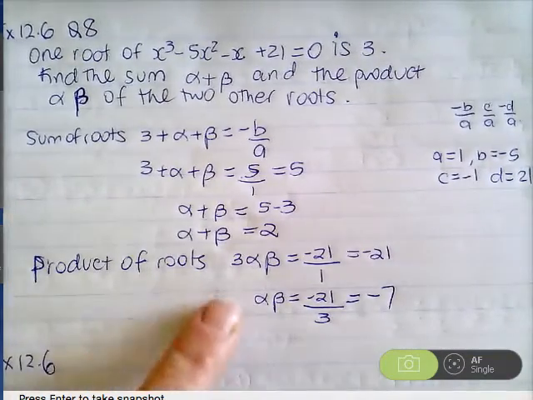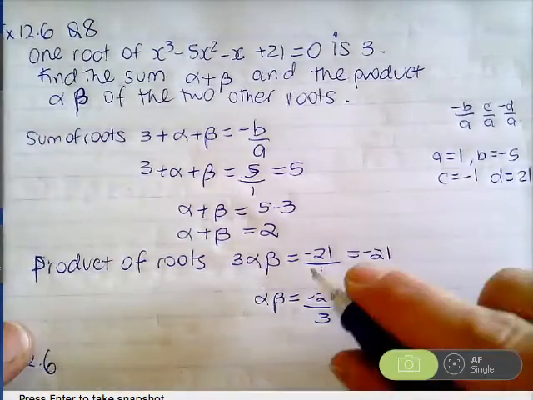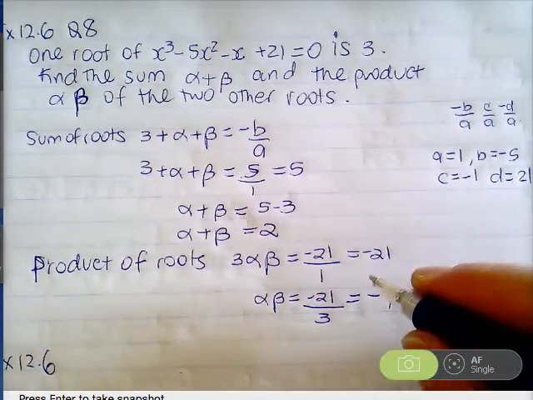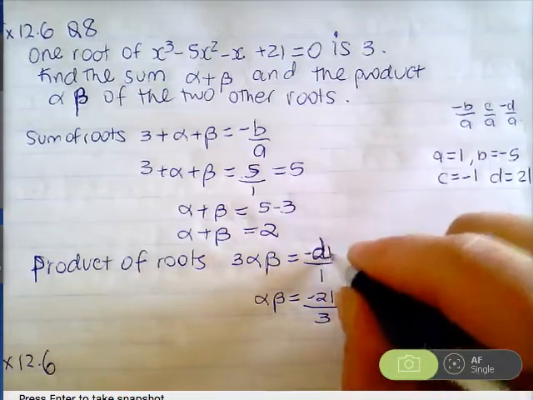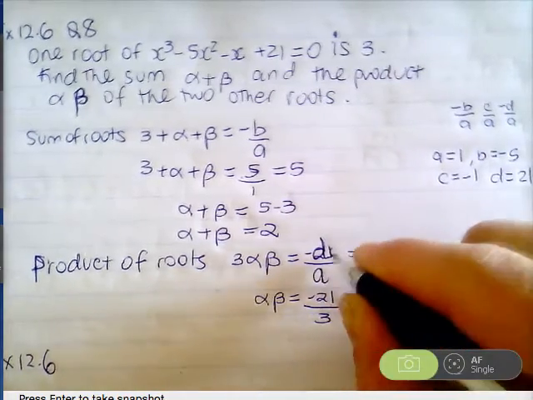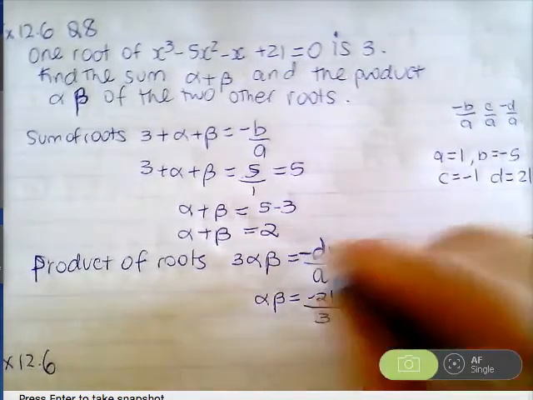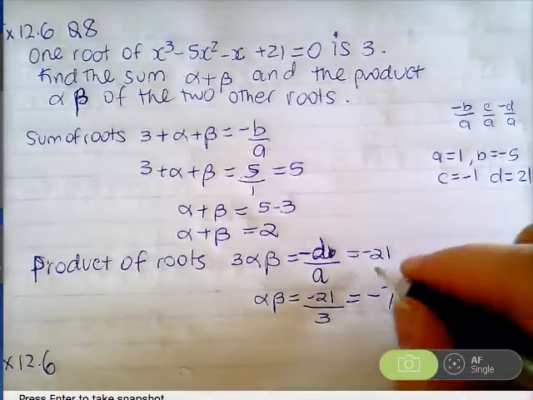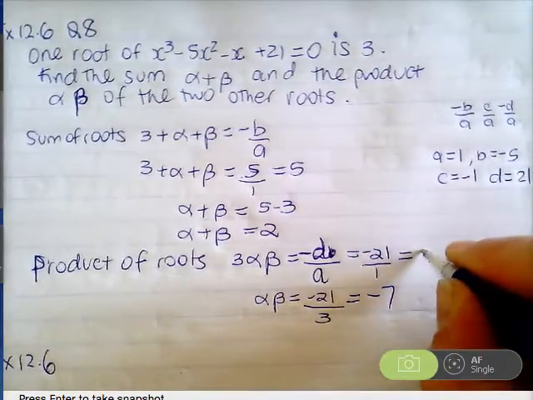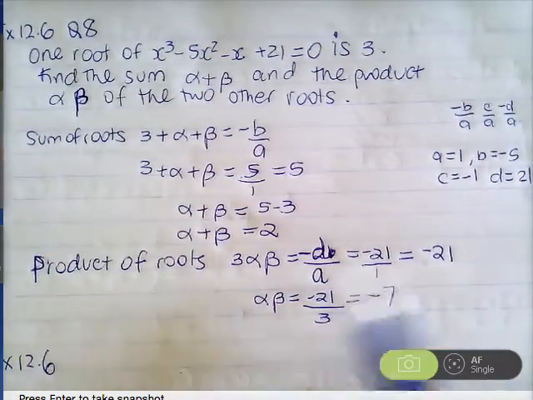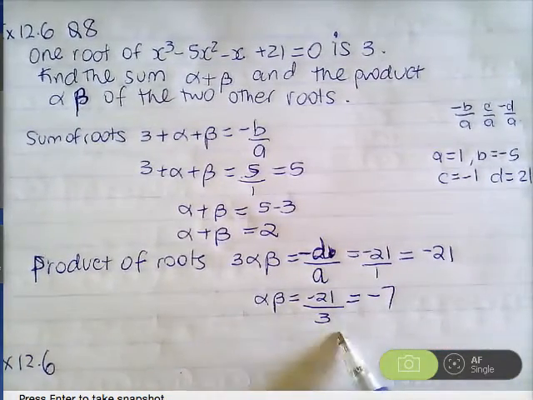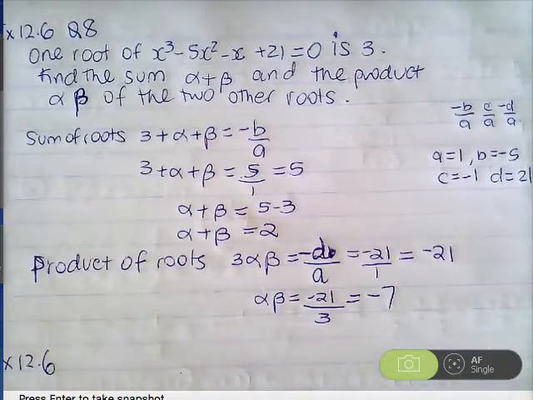Girls, because product of roots, sorry, I should have written the formula down, is minus D on A. I should have written that down in there. Are we okay with that? Always write the formula. It's minus D on A, which is minus 21 on 1, which is minus 21. So alpha times beta is negative 21 over 3, which is negative 7.